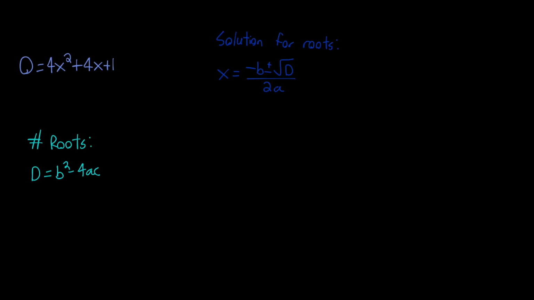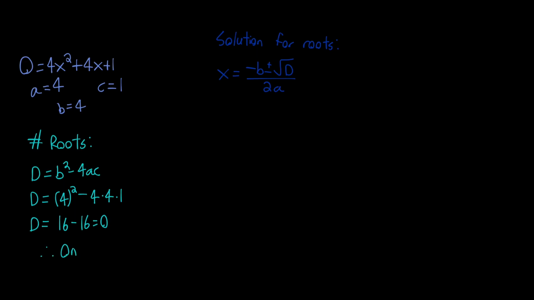Okay, and now we're going to go over this example here. We have 4x squared plus 4x plus 1. So we're going to write out what is a, what is b, and what is c. Well, here, a is going to be 4, b is going to be 4, and c is going to be 1. So, plugging everything into the discriminant equation right here, you find that d is equal to 4 squared minus 4 times 4 times 1, or 16 minus 16, or 0. So that means that there is exactly one root.